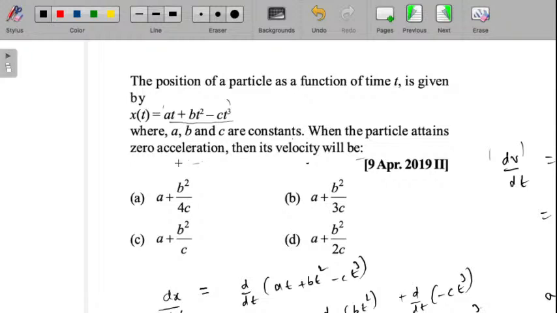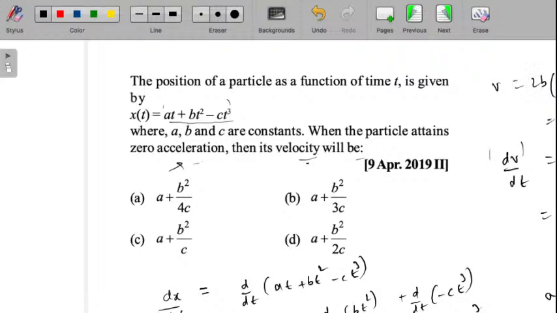Given the condition that the particle attains zero acceleration, what is its velocity? So equate that condition, a equals 0. So we have 2b minus 6ct equals 0, or in other words, t should be equal to 2b by 6c. This is b by 3c. If I use this value of t in the expression for v, I would get the value of velocity. If I substitute, v equals 2b into b by 3c minus 3c into t square, which is b by 3c whole square.